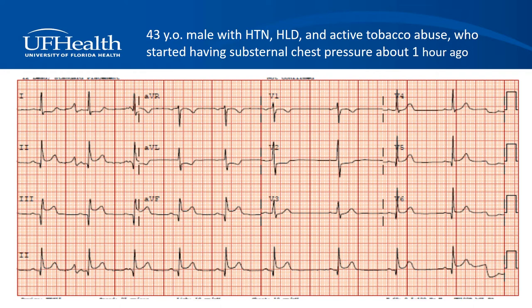The answer to this EKG is that there are 3 millimeters of ST elevation in contiguous leads 2, 3, and AVF, with reciprocal changes in 1, V1, V2, AVL, and AVR. The patient went to the cath lab and was found to have an occluded RCA, which was felt to be the culprit of this patient's ST elevation MI.